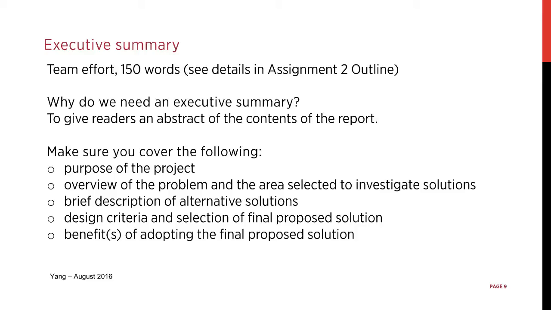To start off, the executive summary. This is a team effort and is 150 words, but remember to check the Assignment 2 outline for further details. You might ask, why do we need an executive summary? Well, it gives the readers an abstract of the contents of the report. A good executive summary will contain all the relevant information while being concise. Make sure you cover the following: the purpose of the project, an overview of the problem and the areas selected to investigate solutions, brief description of alternative solutions, your design criteria and selection of the final proposed solution, as well as the benefits of adopting the final proposed solution.